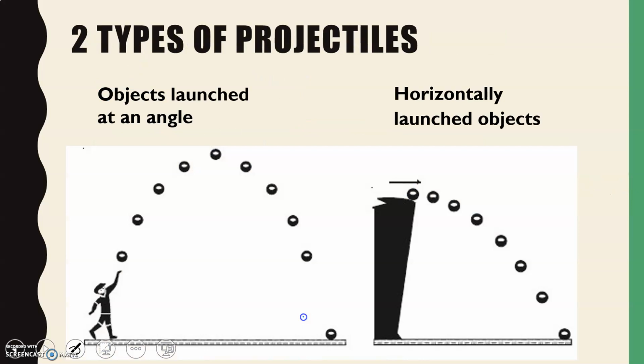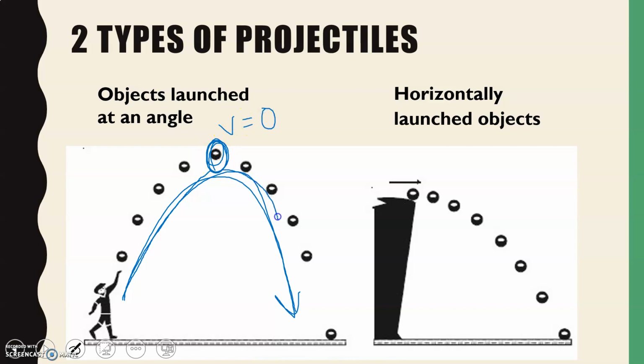So there are two types of projectiles. One type is an object that is launched at an angle. So it could be any kind of angle. It could be 90 degrees, 60, 30, 47. So any kind of angle that is launched, that object is again going to have that curved path. So as it's going up, up, up, it's fighting against gravity. It reaches this top point where the velocity is 0, and then gravity pulls it back down.